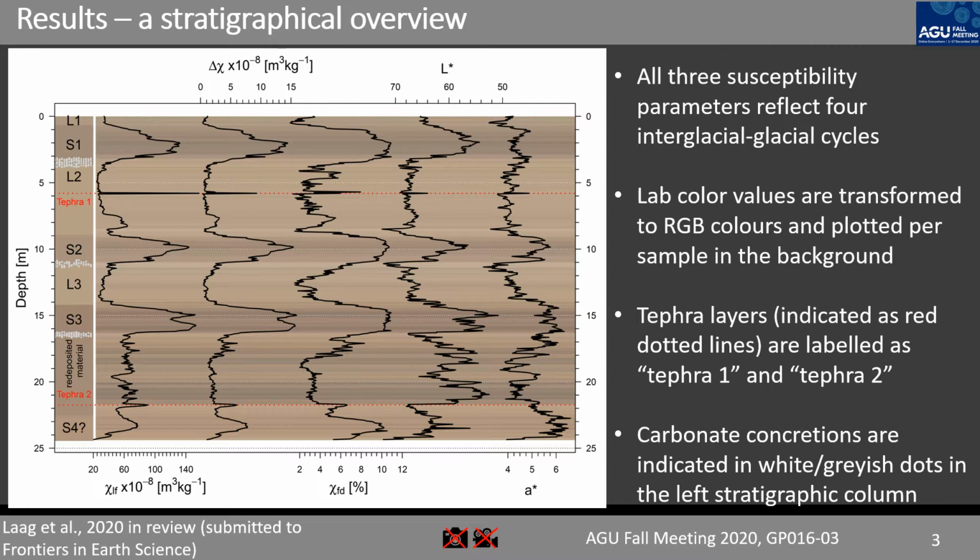Later on, we will look a little bit at wavelet analysis. What you can see on this graph is that the part below the S3 paleosol complex is indicated by a radial position due to the luminance, which is very high in its fluctuations. Carbonate concretions below S1, S2, and S3 are indicated in the left column by grayish-whitish dots.